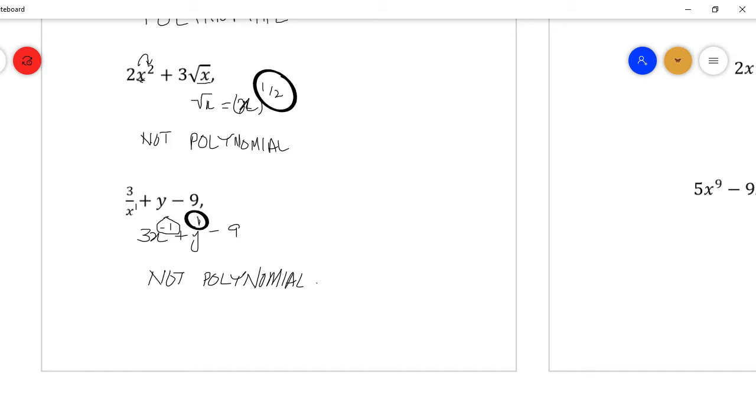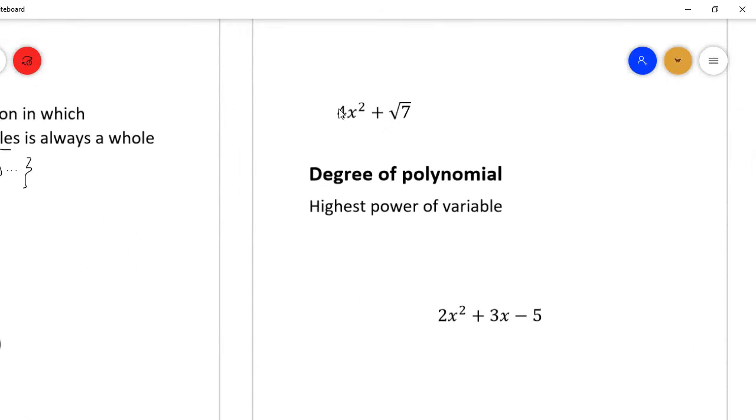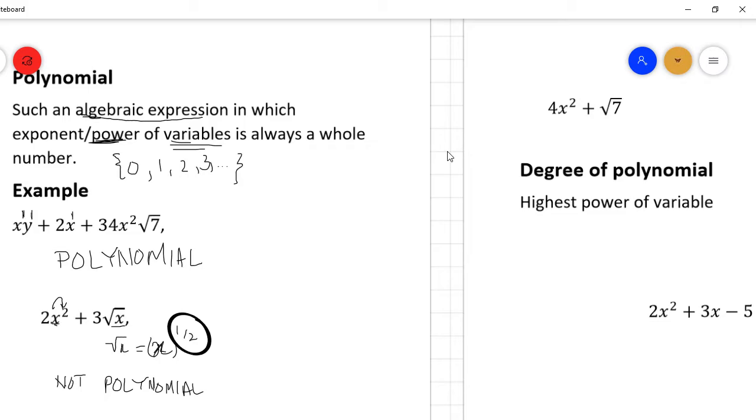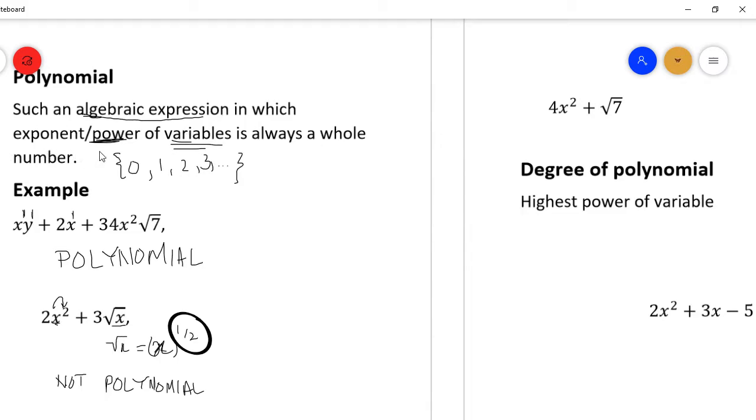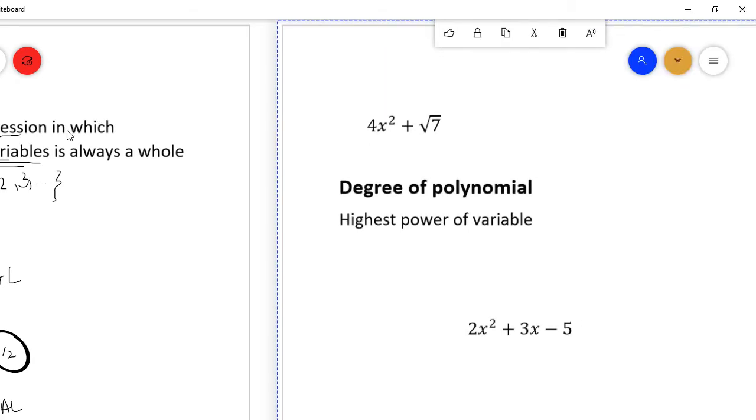Okay, now come to the next expression and check whether it is a polynomial or not. So again, 4x squared plus square root of 7. What do you say about this? Now again, go to the definition that we must have the power of the variable a whole number. Where is the variable? Here x is a variable.